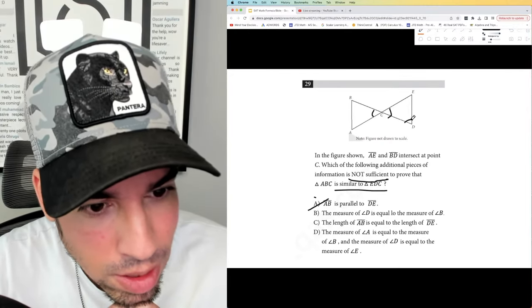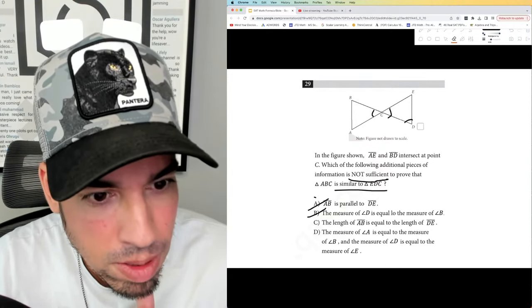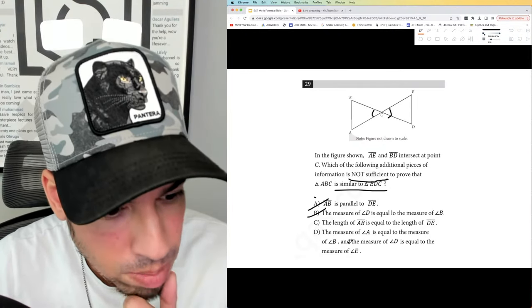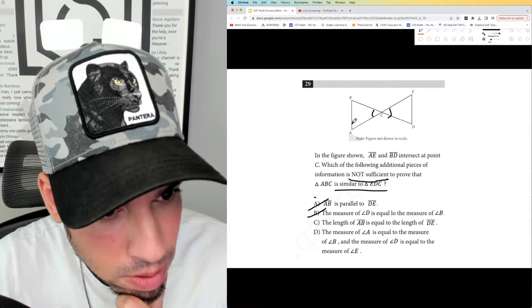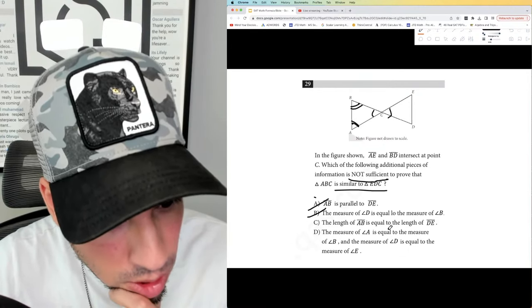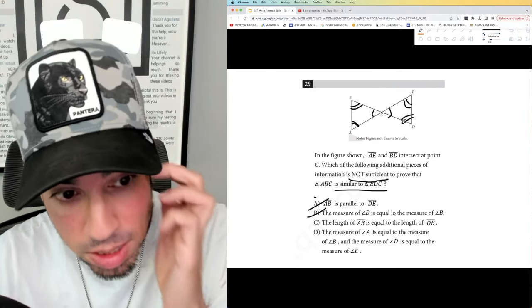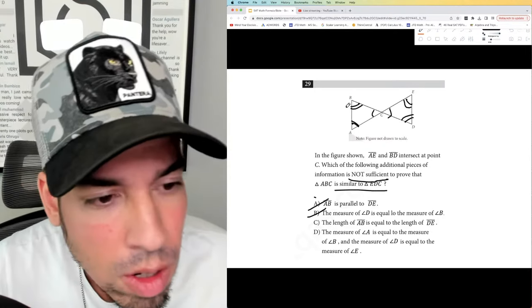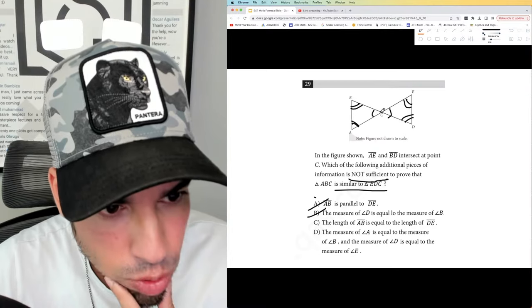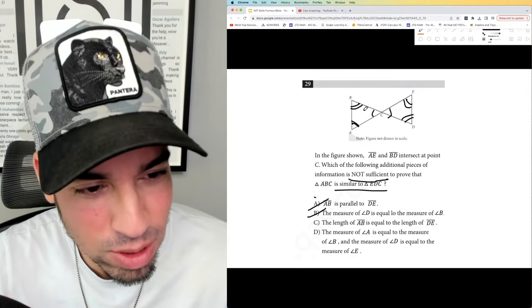D is equal to B. Again, that would give us angle-angle, so that would be sufficient. Goodbye. Let's see these other ones. AB is equal to DE. That's probably the winner. Let's skip to this one. The measure of A is equal to the measure of B, and they're also saying the measure of D is equal to the measure of E. Yeah, that would actually be enough because if these two are equal and these two are equal to each other, let me give an example because it's confusing to explain.